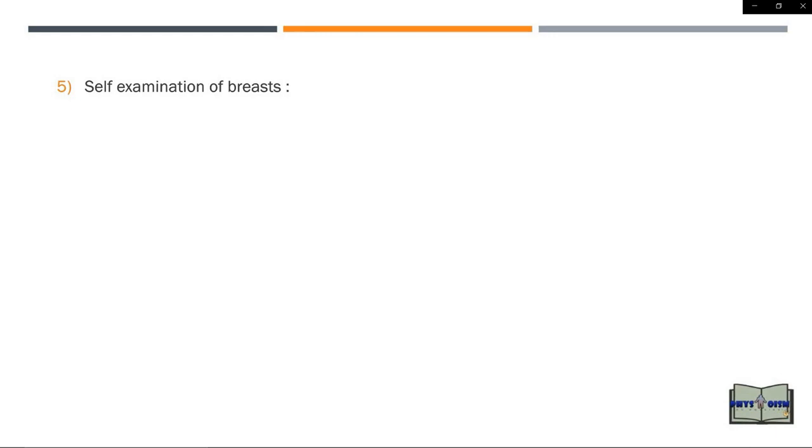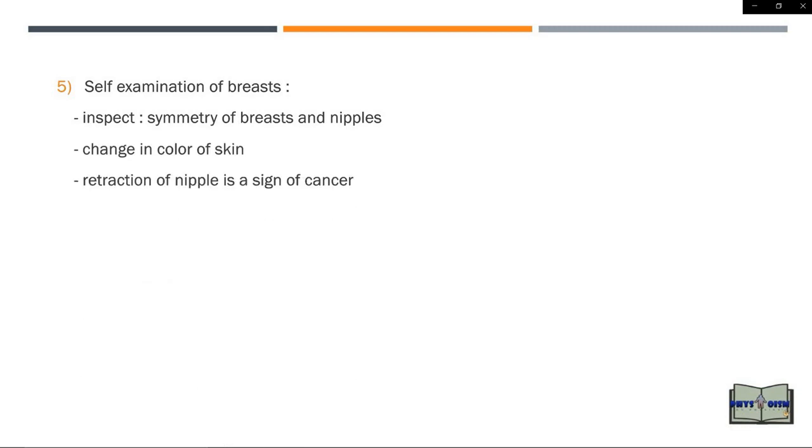So next one, self-examination of breasts. Here, self-examination of the mammary gland is the only way for early diagnosis and appropriate treatment. So how are we going to self-examine it? Firstly, you have to inspect the symmetry of the breasts and nipples, whether both are the same for both breasts. Next, you have to see if there is any change in the color of the skin. The next one is retraction of the nipple. A retracted nipple is a very good sign of a tumor in the breast.